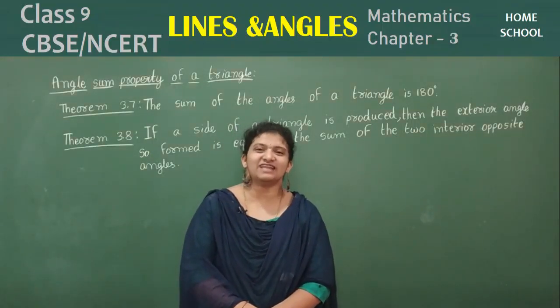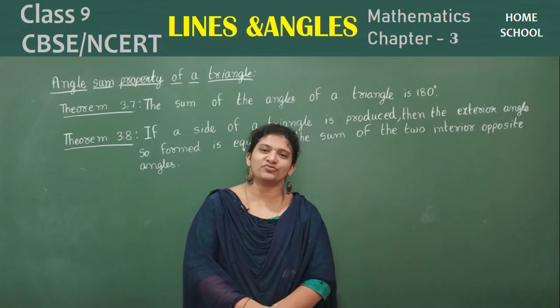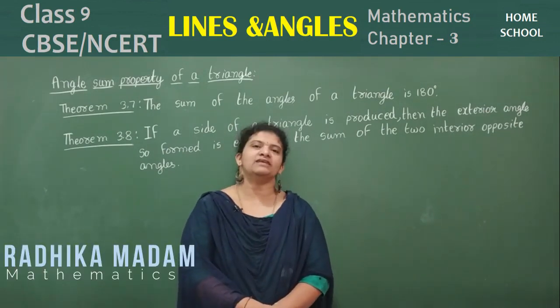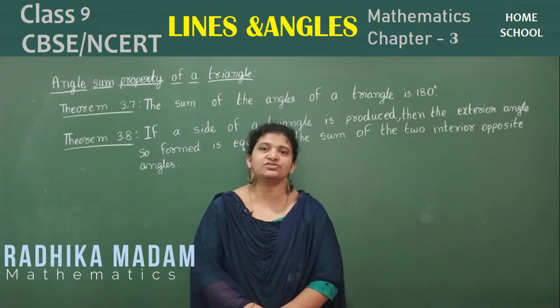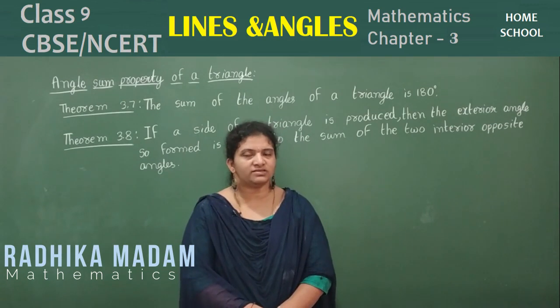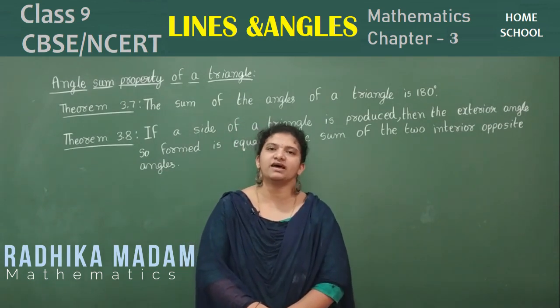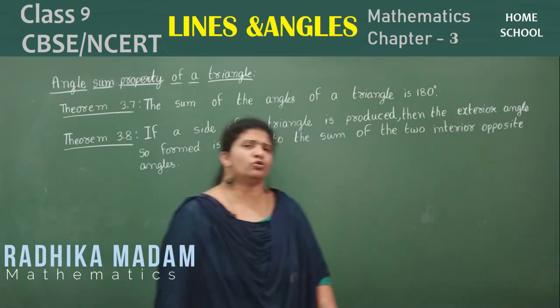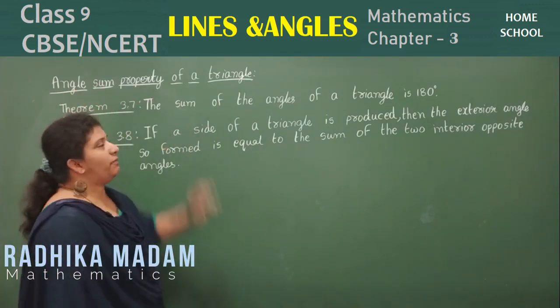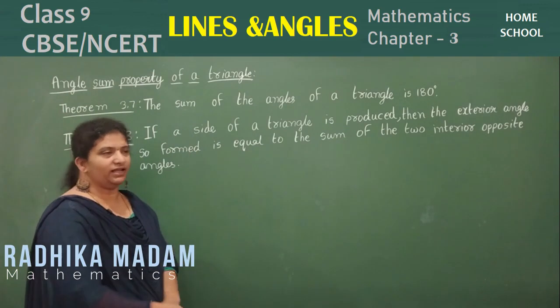This is your class 9 chapter 3, Lines and Angles of mathematics, NCERT or CBSE syllabus. In our last session we completed your exercise 3.2. Now we are going to discuss 2 points and then we are going to start our exercise 3.3. What are the 2 points we need to learn now? Angle sum property of a triangle.